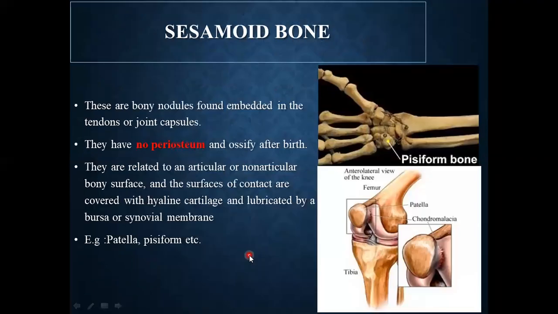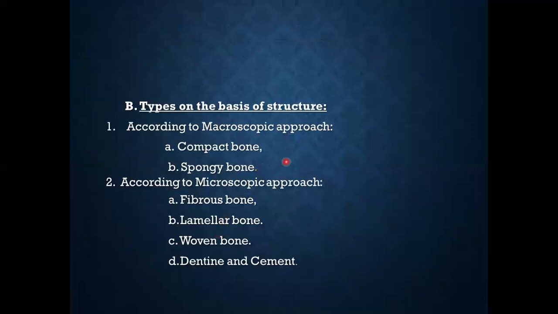Now, the sesamoid bones are bony nodules found embedded in the tendons or joint capsules. They have no periosteum and ossify after birth. They are related to articular or non-articular bony surfaces, and the surfaces of contact are covered with hyaline cartilage and lubricated by a bursa or synovial membrane. Examples are the patella and pisiform bone.